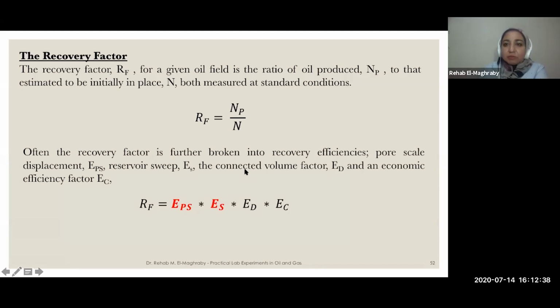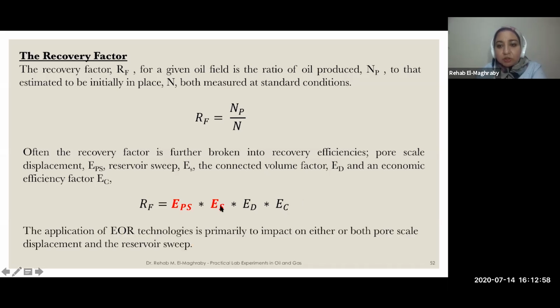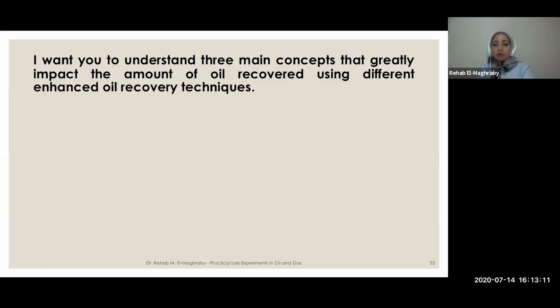Actually, the recovery factor may be expressed as efficiencies: the displacement efficiency, the sweep efficiency, the connected volume factor efficiency, and the economic efficiency. The displacement efficiency and the sweep efficiency can be increased using enhanced oil recovery techniques. The displacement efficiency can be increased by altering the capillary number, and the sweep efficiency by altering the mobility ratio. We will see this in the next couple of slides.